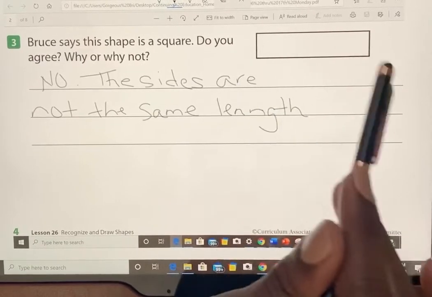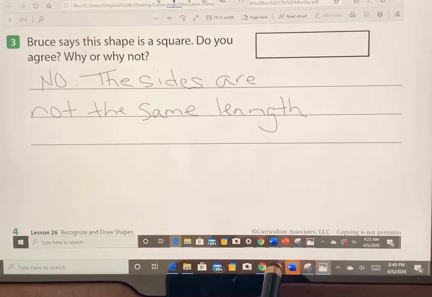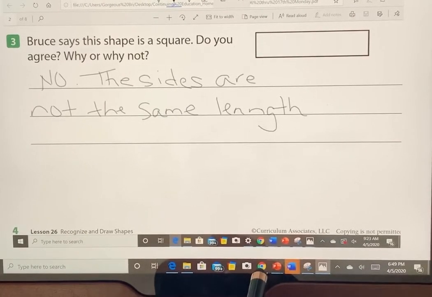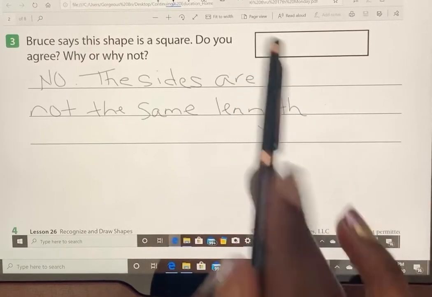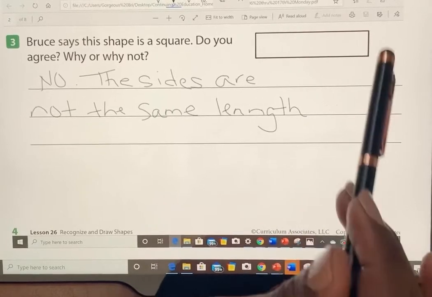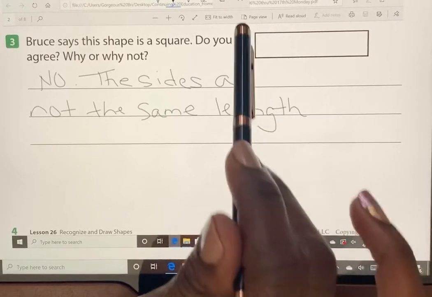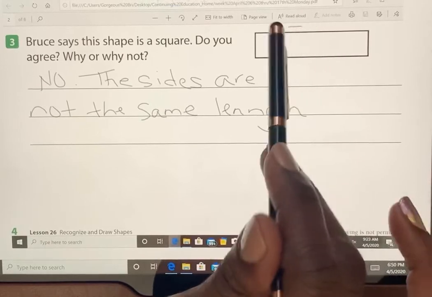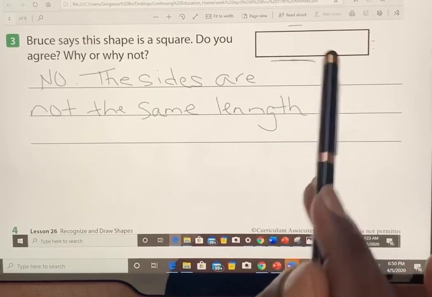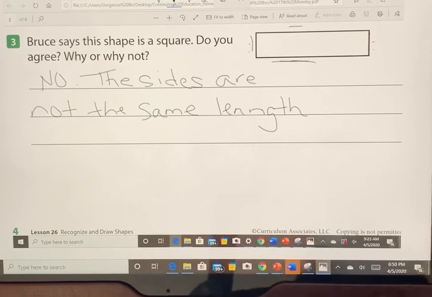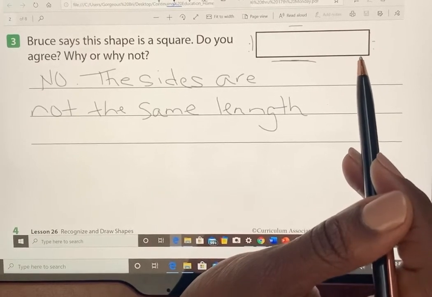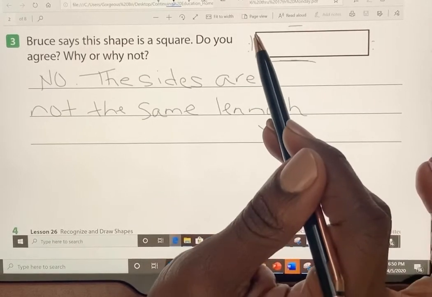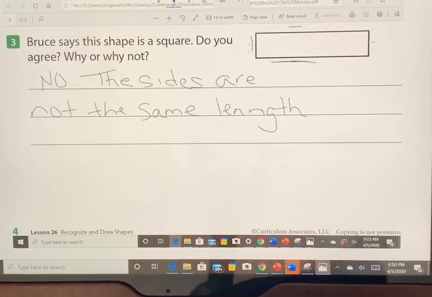What could this shape possibly be? This shape could possibly be a rectangle. A rectangle's definition, remember, is 4 sides. They didn't say that it had to be equal. And 4 square corners. 4 sides, 1, 2, 3, 4. And 4 square corners. 1, 2, 3, 4. This shape could be a rectangle.